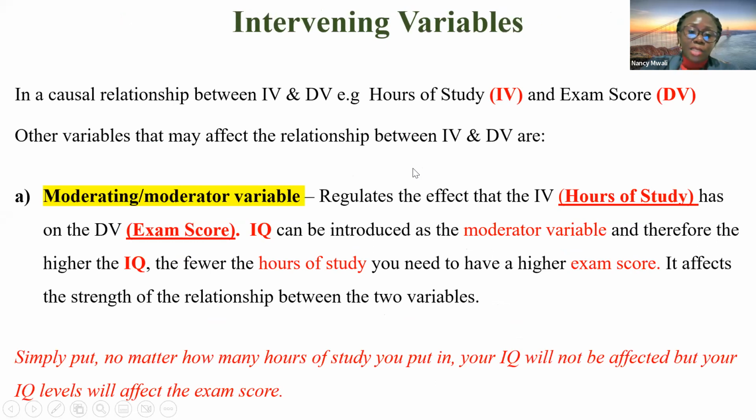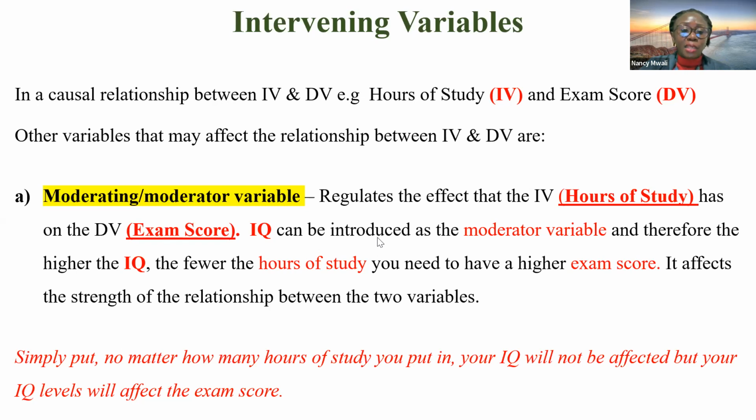Maybe just to sum up in another minute or so, in a causal relationship between two variables, for example, hours of study and exam score, that is just an example away from the finance examples. We have other variables that could affect the relationship between hours of study and the exam score. Meaning, if you study more, you're likely to have a higher exam score. However, we do have other variables that may affect this relationship. I'm going to highlight two of them.